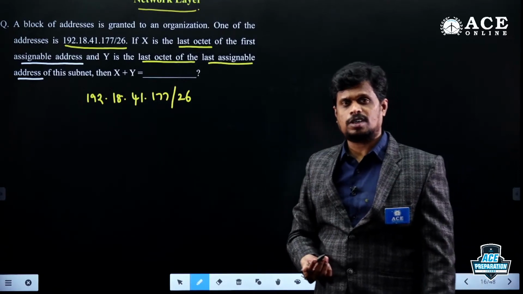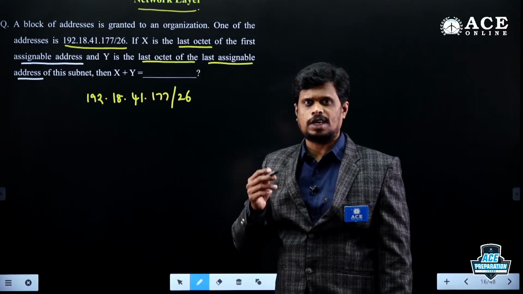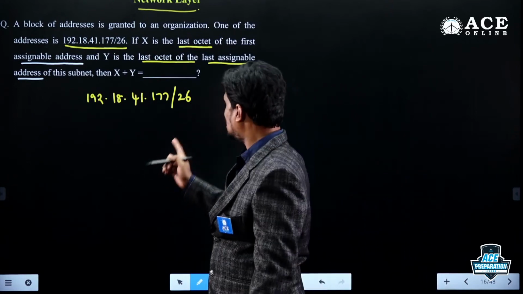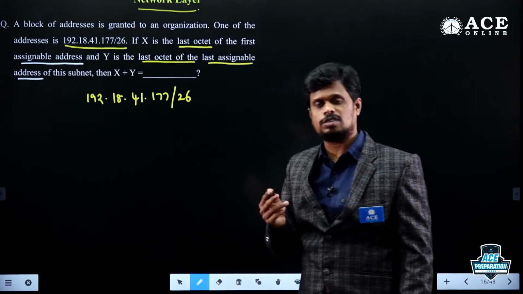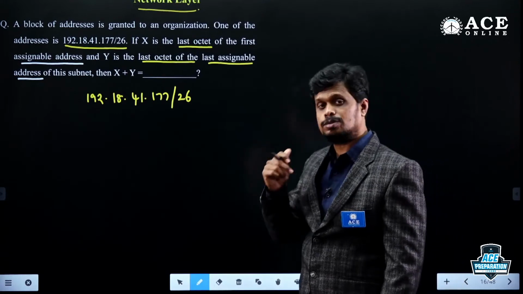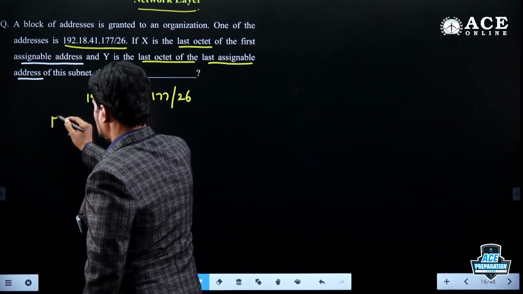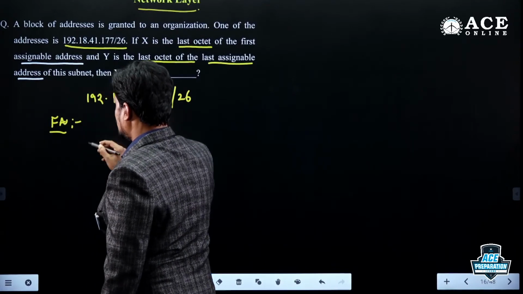To find the first address, I need to set the 32 minus n rightmost bits to 0. What is the n value? 26. So 32 minus 26 is 6. The last 6 bits I need to set to zeros to find the first address. So I am calculating the first address.